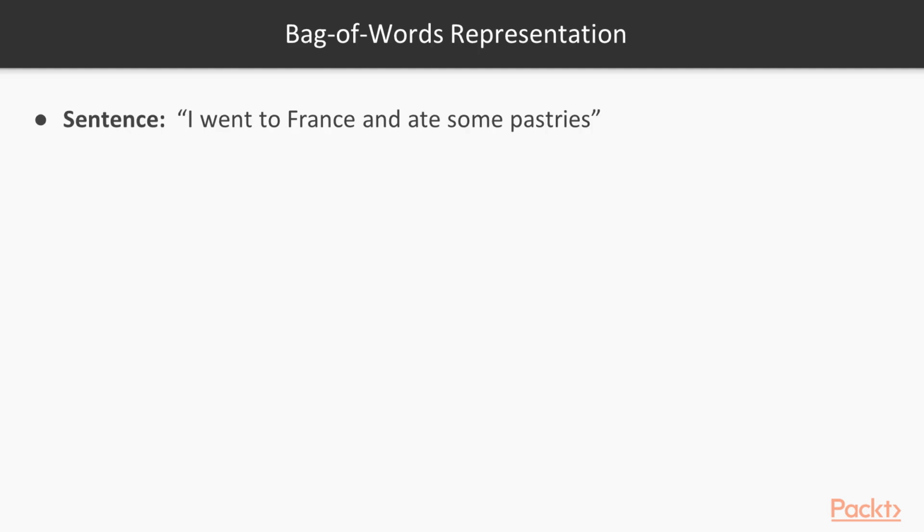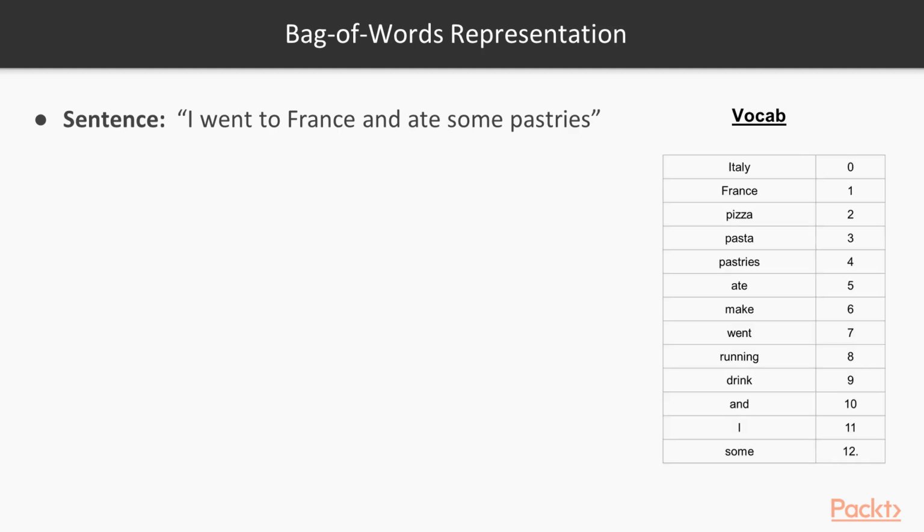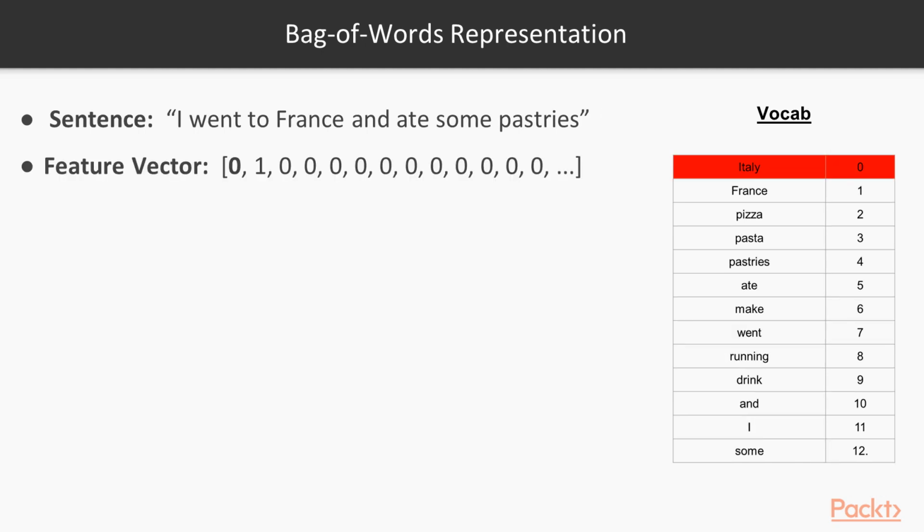So to give you a sense of what bag of words representation looks like, we're going to take a sample sentence. I went to France and ate some pastries. For this sentence and for all of our sentences, we can create a vocab. And this is just every word that appears in any sentence that is in our data set. And we associate a number or an index with each of the words in the vocab. So to create a bag of words representation, we go through each word in the vocab and we check, does it exist in the sentence?